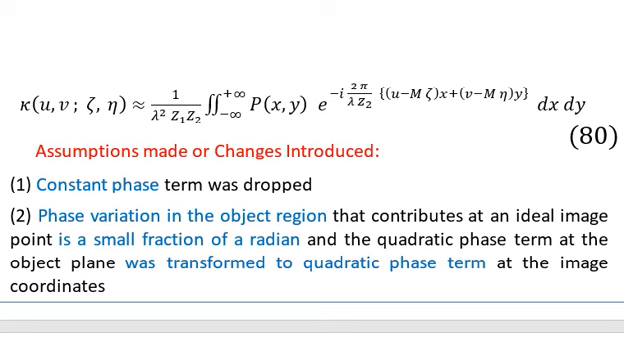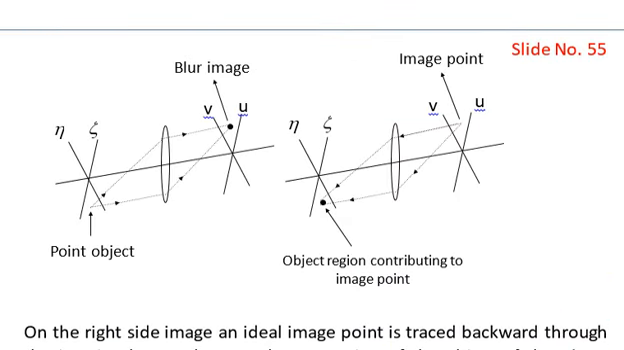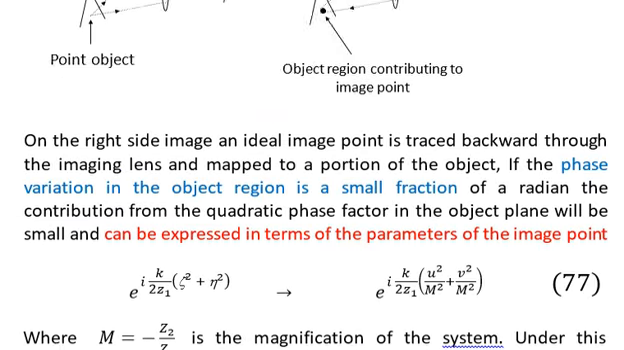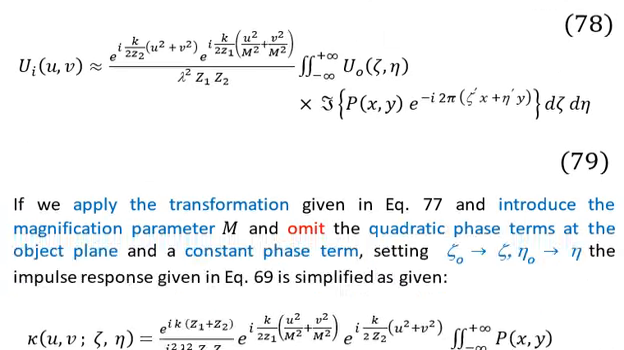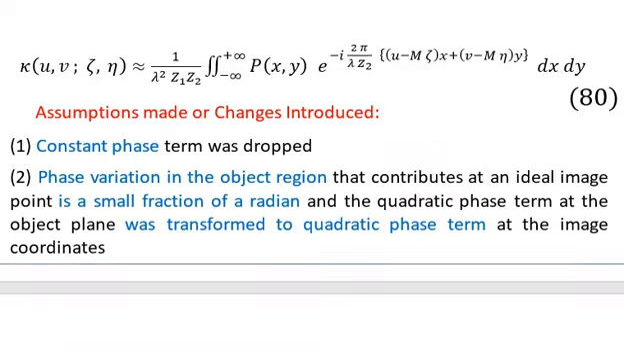The other one is that the phase variation in the object region that contributes at a small ideal image point is a small fraction of a radian, and the quadratic phase term at the object plane was transformed to the quadratic phase term at the image plane. So under this condition, according to the figure on the right hand side that we have just described, we can use this transformation as given in equation number 77, that is the quadratic phase factor associated with the object plane can be replaced by the quadratic phase factor with the image plane.